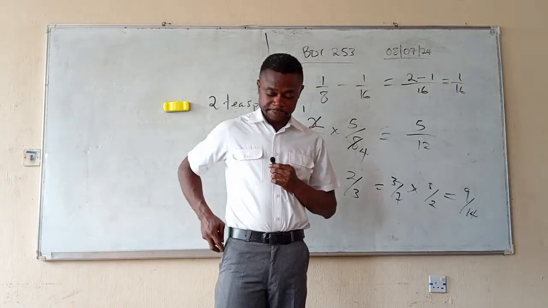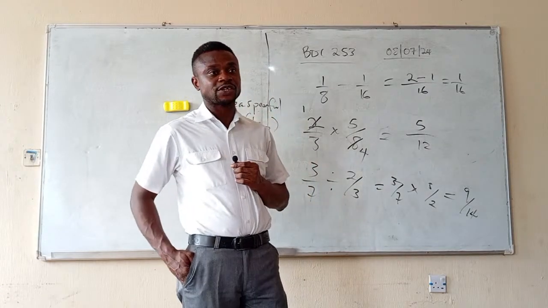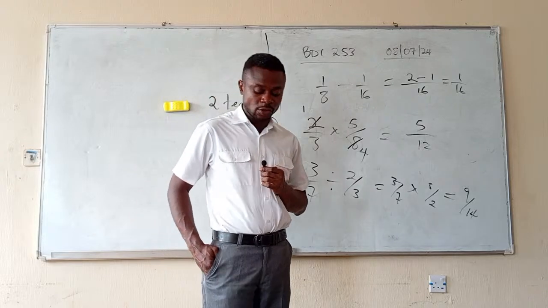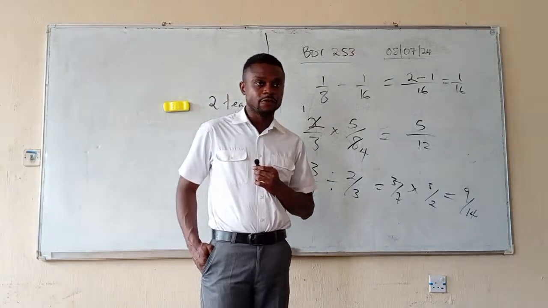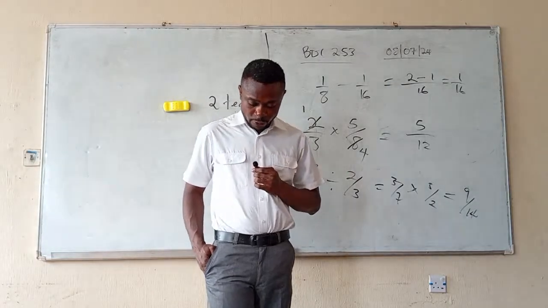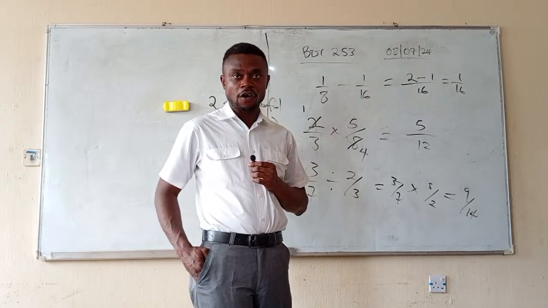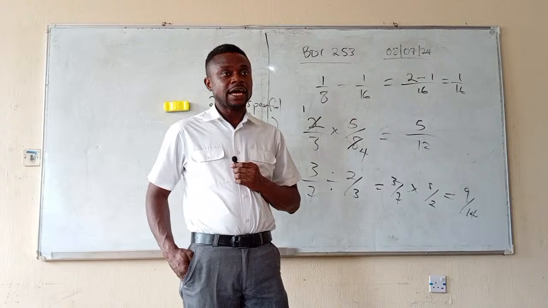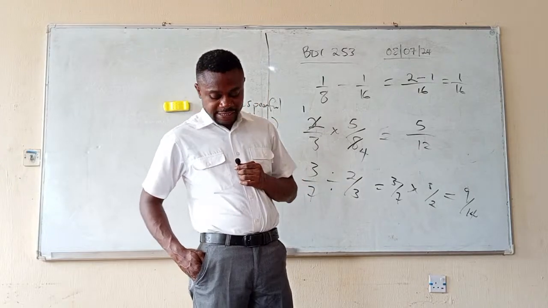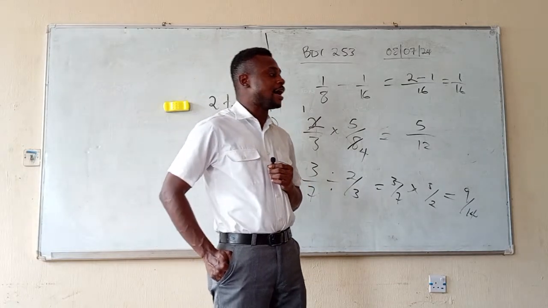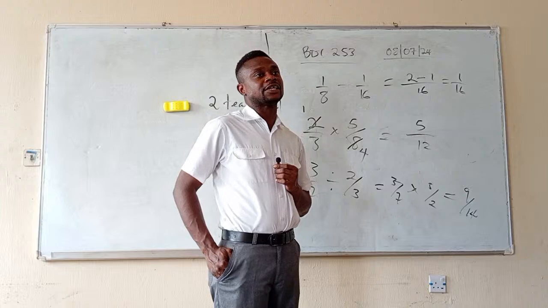Then the second question says, if a child's dose of a cough syrup is 3 over 4 teaspoonful and represents 1/4 of the adult dose, calculate the corresponding adult dose.